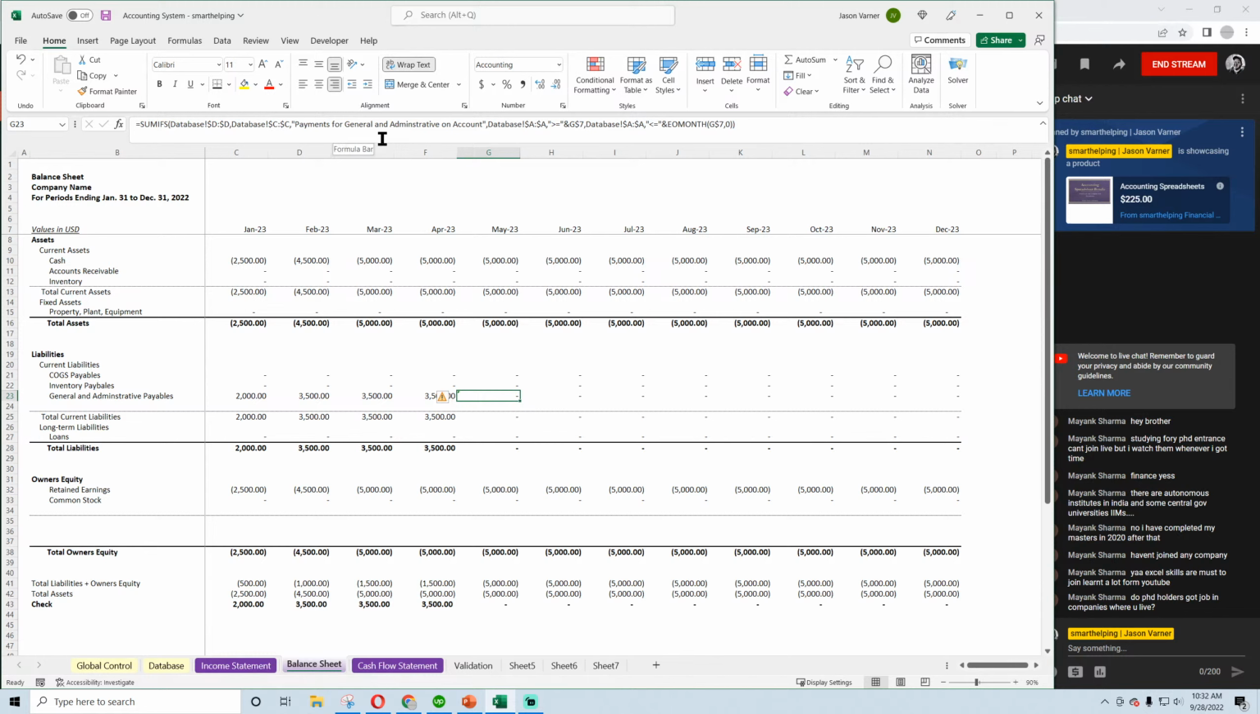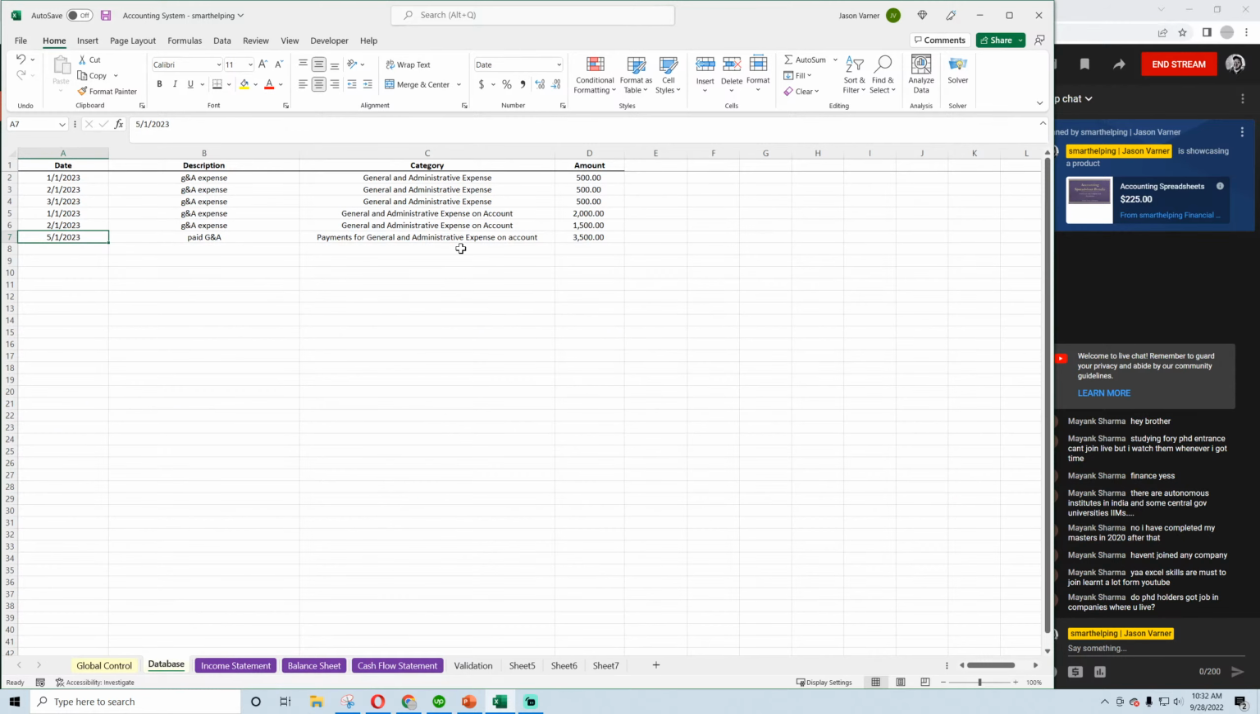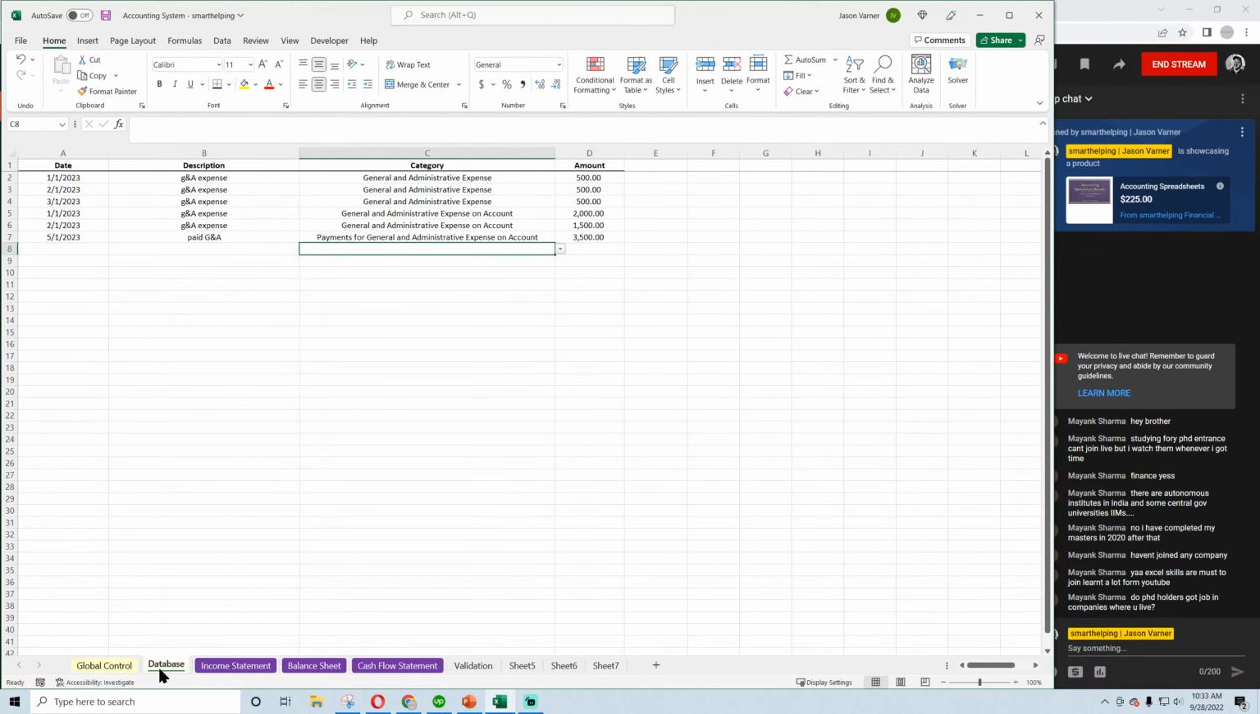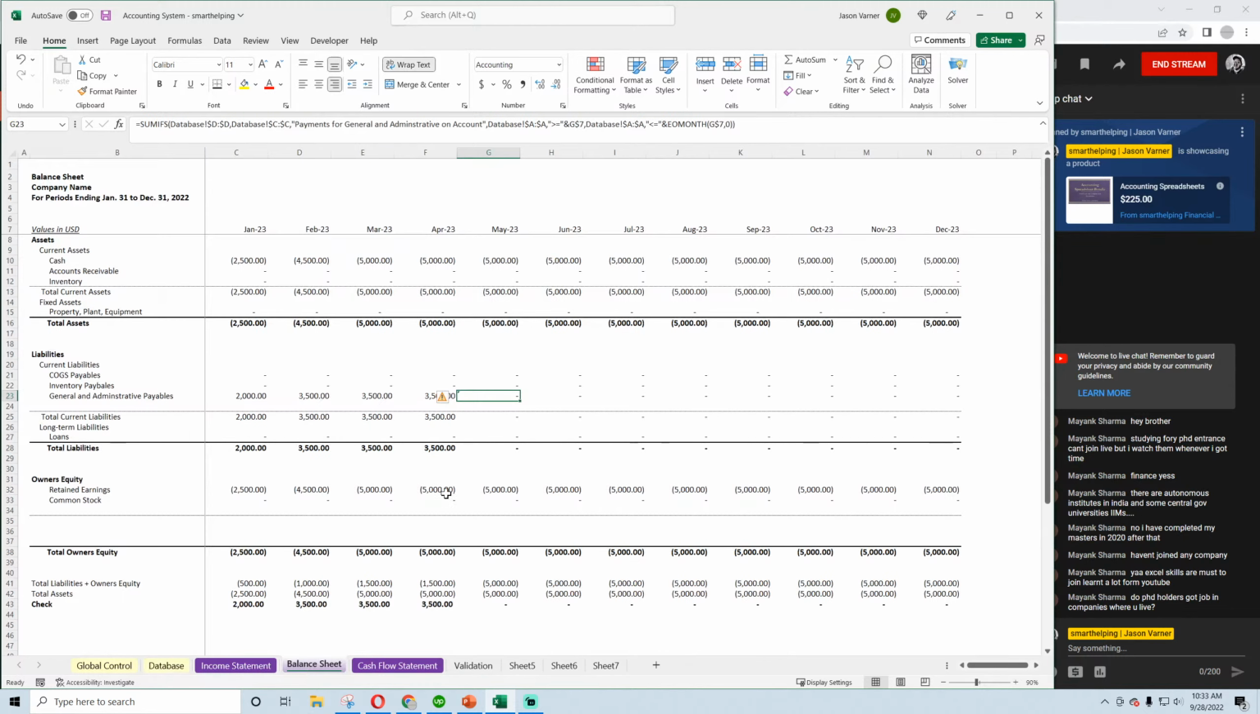Payments for general account. Does it matter if the A is capitalized? I don't think, no. Let's capitalize that though here, just because it should be. Payments for general administrative. Payments.